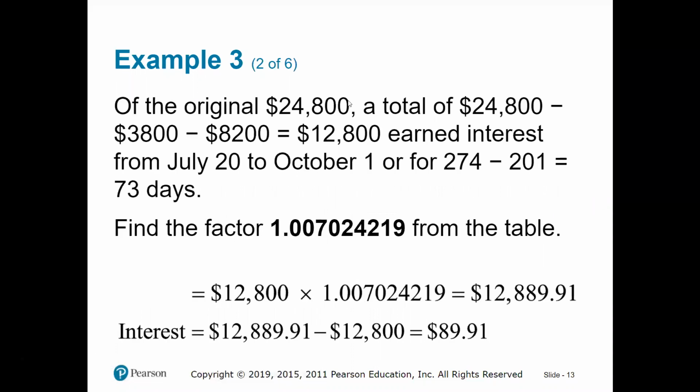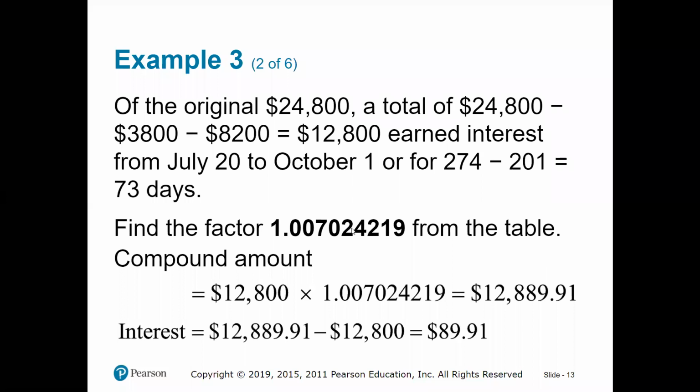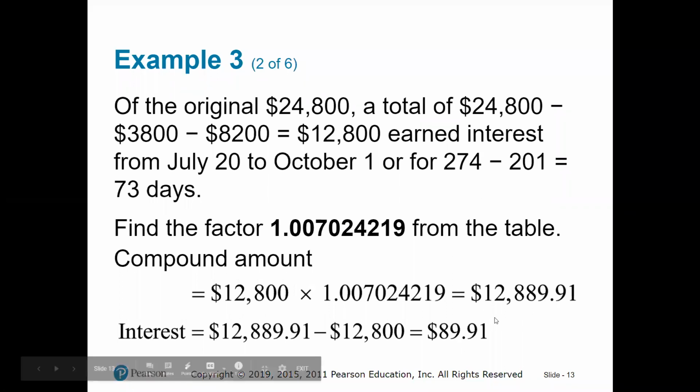So, of the original, you had to figure out how much she had remaining. And that was the total that was left in until October 1st. She then found the number from the table, multiplied it, and found her interest to be $89.91.